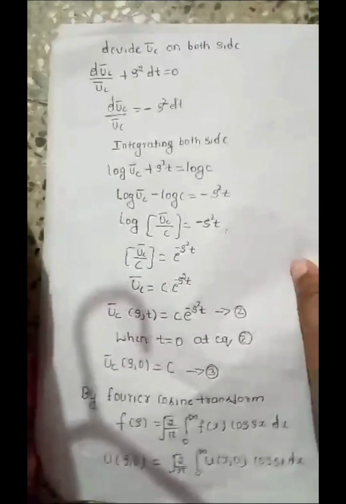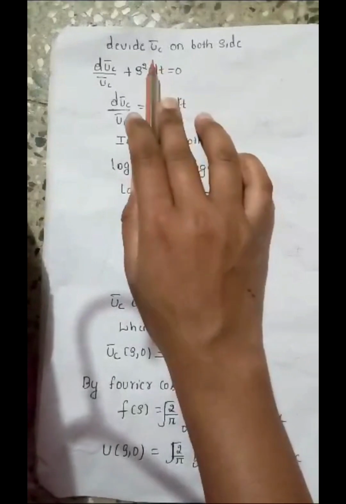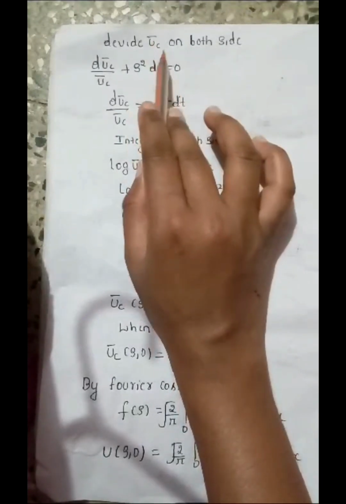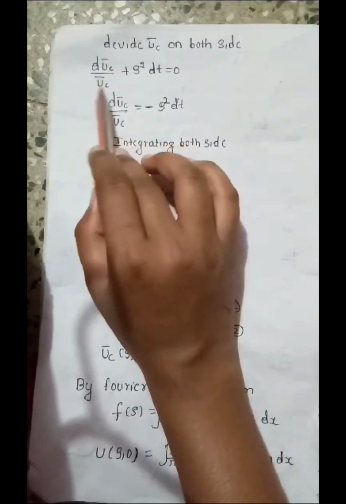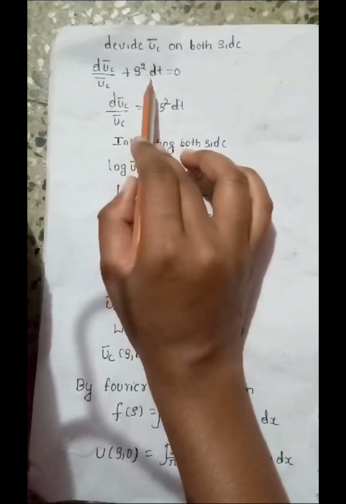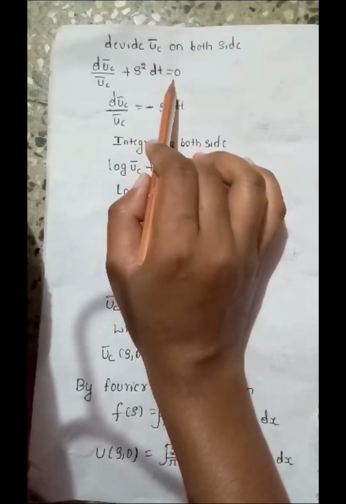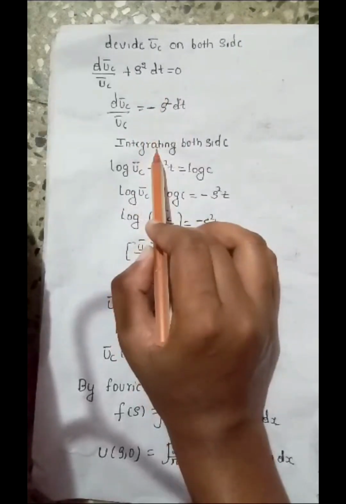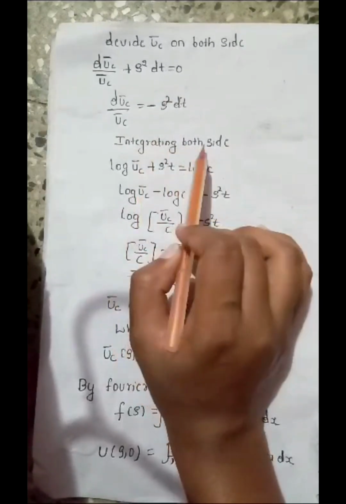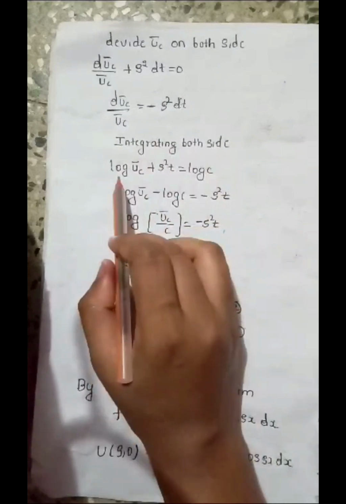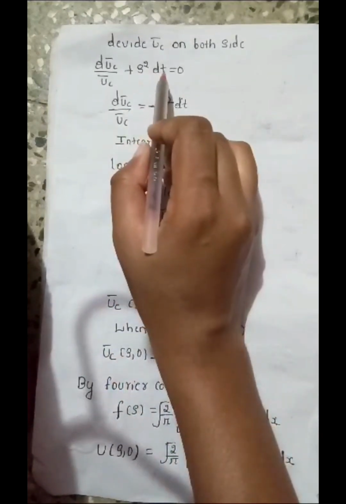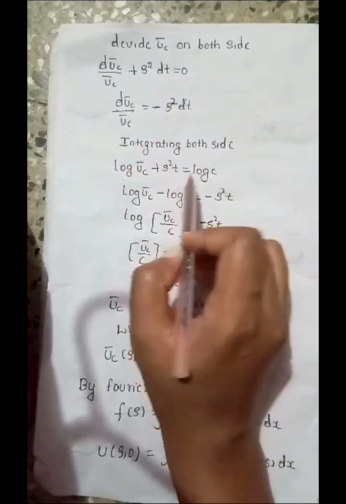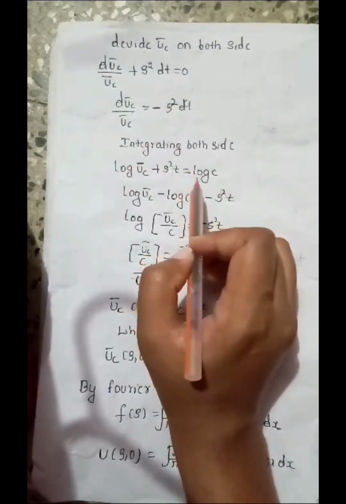Then we will continue. Divide this by ū_c on both sides. After dividing, dū_c divided by ū_c plus s² dt equals 0. So we have to integrate on both sides. After integrating on both sides we get log ū_c plus s² t, and here we will get equals log c.